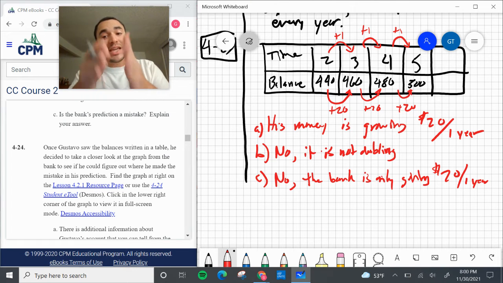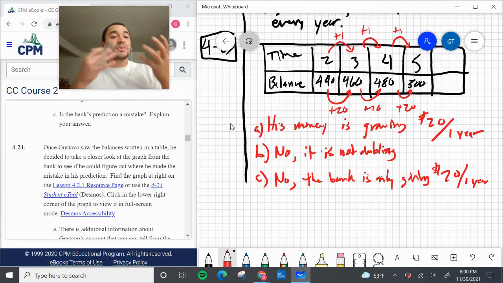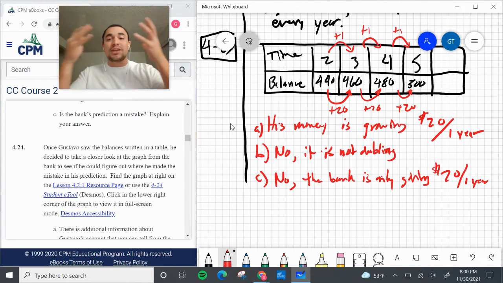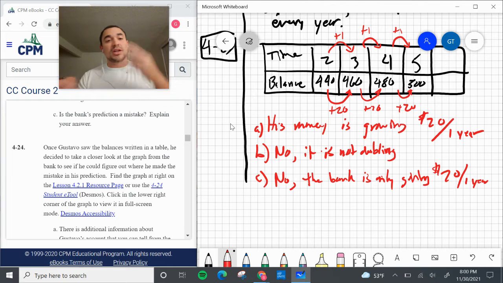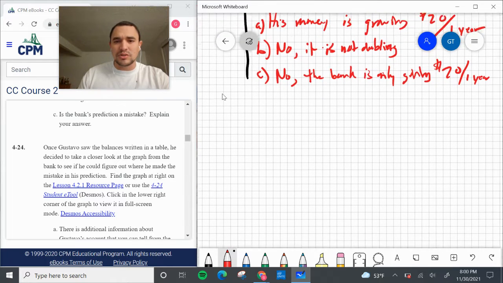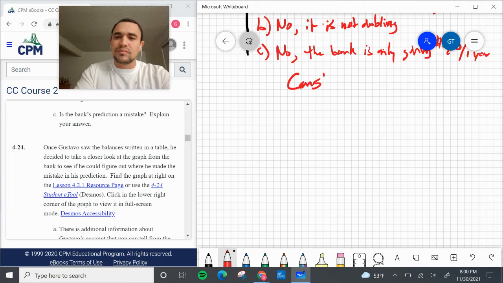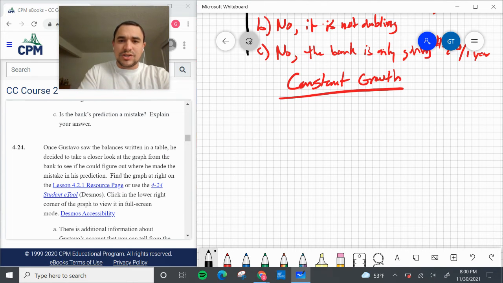And now look at that by the table. The balance is growing by 20 and the time is growing by 1 year. So every 1 year, it's growing $20. And that's a proportional relationship that we want to try to figure out. It's all in proportion. It's 1 year, $20. 1 year, $20. So hopefully you can understand that is the key in terms of proportional relationship. It's a constant growth. I'm going to go ahead and write that down. Constant growth.